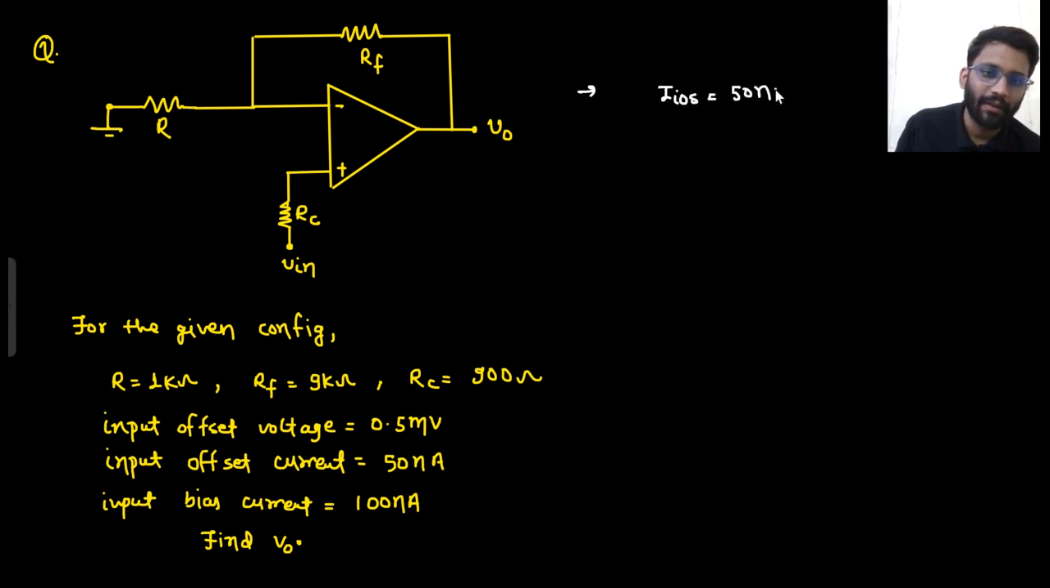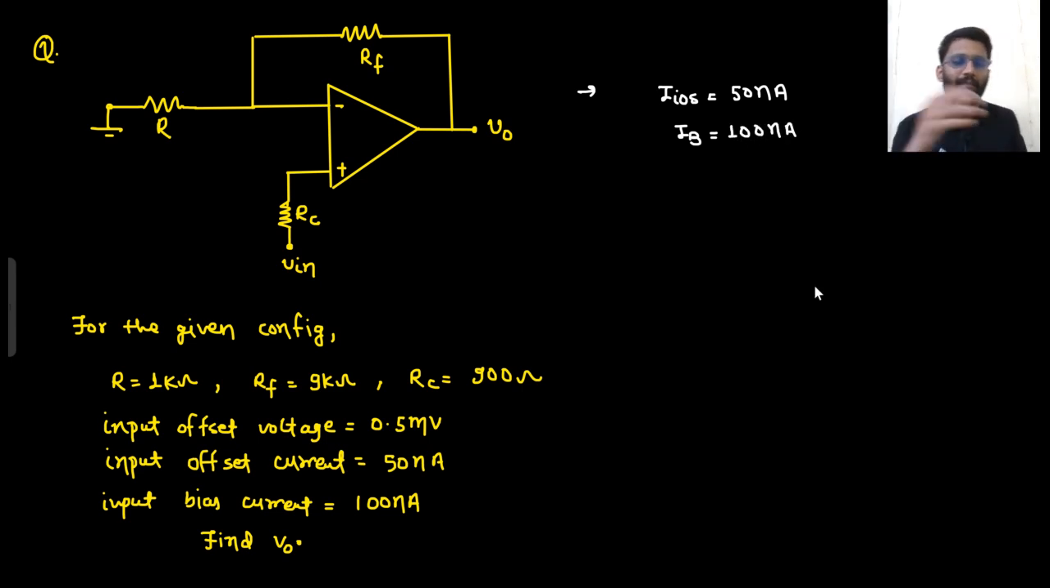Input offset current is 50 nanoampere, and input bias current is 100 nanoampere. Did they show any direction this time? This is my question. No, they did not show any direction, right? There is no direction of the current. So can you tell me what will be the current here?